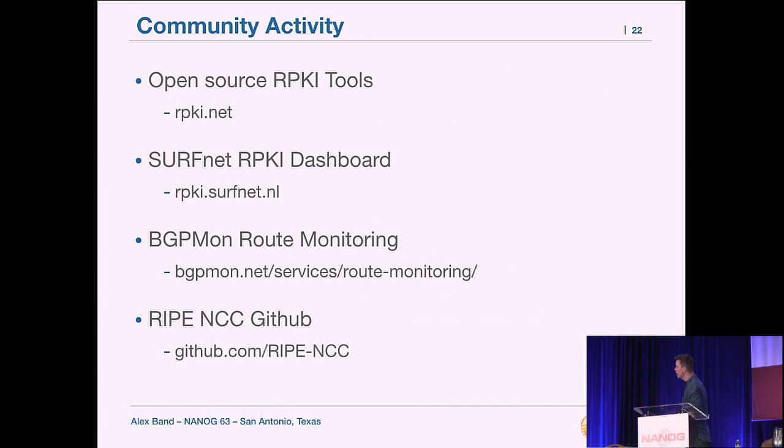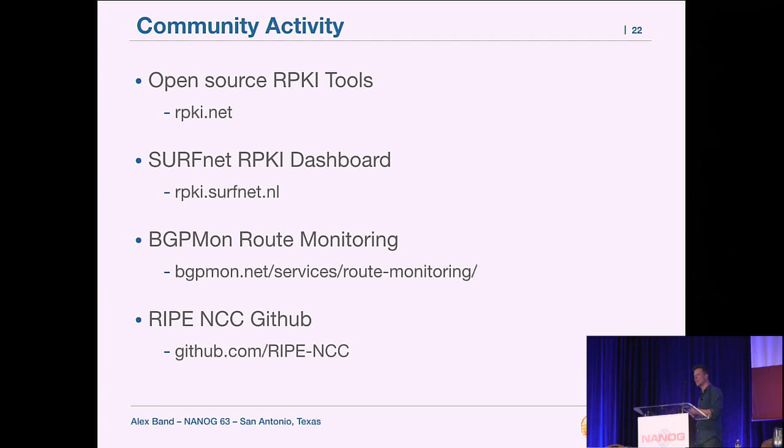And there's lots going on in the community. Of course, there are the open source RPKI tools. They are available on rpki.net. There's also the SURFnet RPKI dashboard with lots of statistics and lots of detailed information on what the RPKI uptake is. It's an integral part of the route monitoring that BGPmon does. You can even query whois.bgpmon.net and get RPKI-related output straight back. It'll tell you whether it's RPKI valid, yes or no, and how it's affected and which ROAs cause it.